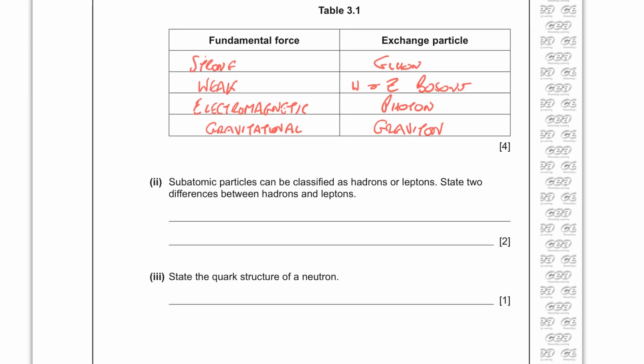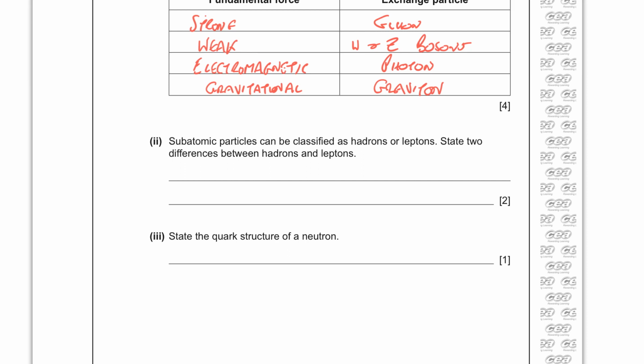Part 2, subatomic particles can be classified as hadrons and leptons. State two differences between hadrons and leptons. So firstly, hadrons are made of quarks and leptons are fundamental. That's the most obvious difference. The other thing is that hadrons, because they're made of quarks, can feel a strong force and leptons can't.